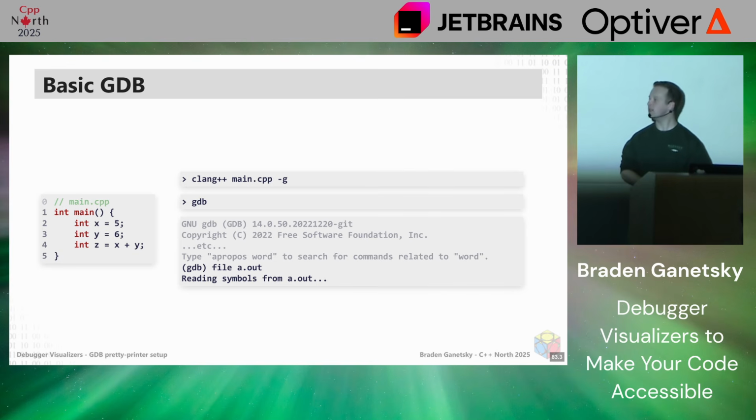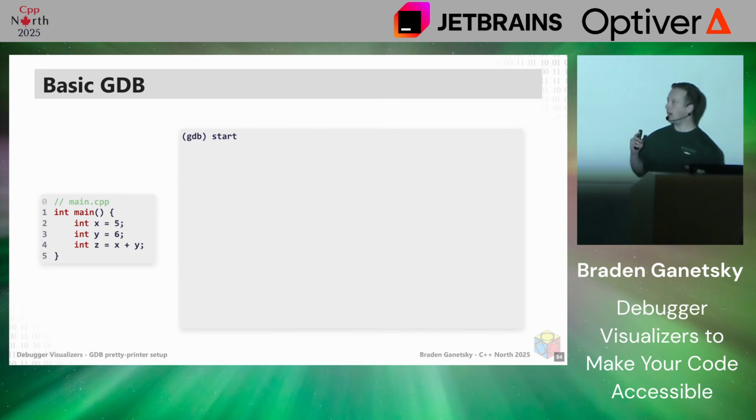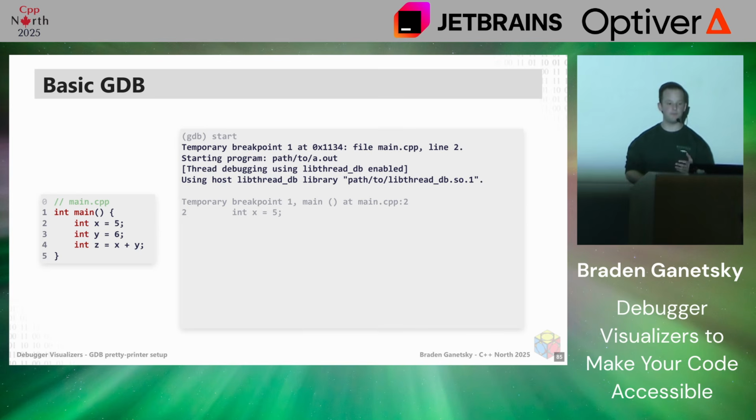File a.out, reading symbols from a.out, that's a success. Okay, let's ride that wave. Let's keep going. We're still in the same session of GDB. I want to start. Start will create a temporary breakpoint at the beginning of the program, right here, and it's on line 2. So it'll be int x equals 5, that's the line that we're at right now.